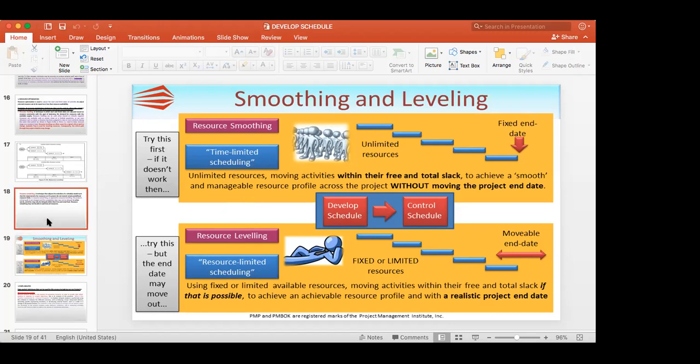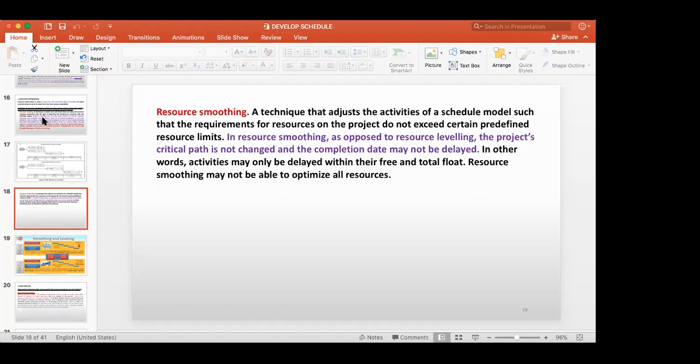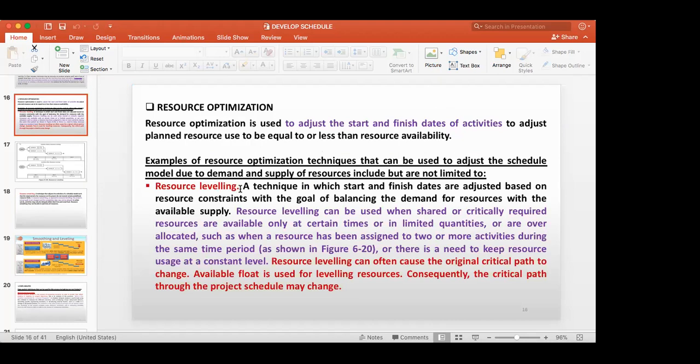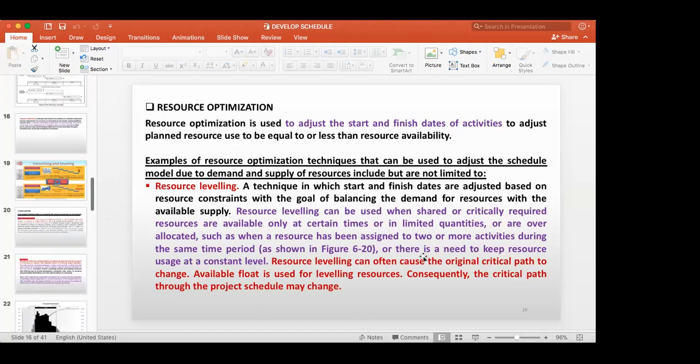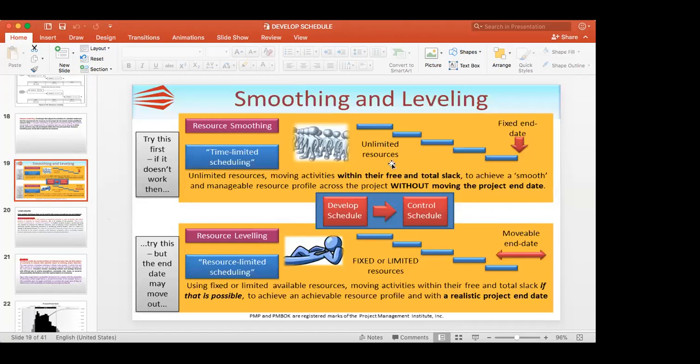So resource optimization is two things. One is resource leveling, when you have limited, available resources. With the available resources, you adjust the duration. That is resource leveling. In resource smoothing, you smooth the resources. You put in some resources and try to work out the time without changing the critical path, or otherwise changing it within the float. Otherwise, you have to change the time. Even if the company has limited resources, you will sometimes have to change the date. If you have unlimited resources, you put in all the resources and complete on time.